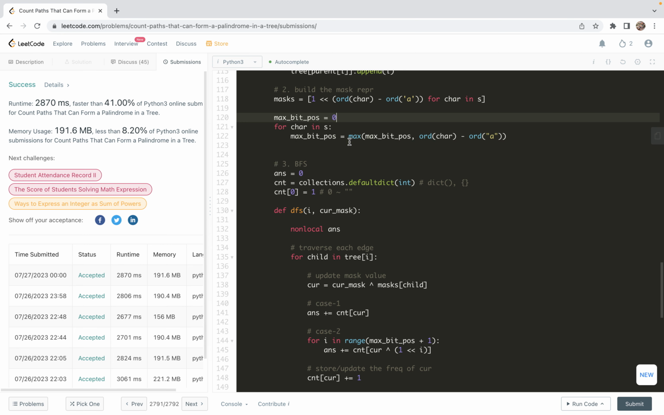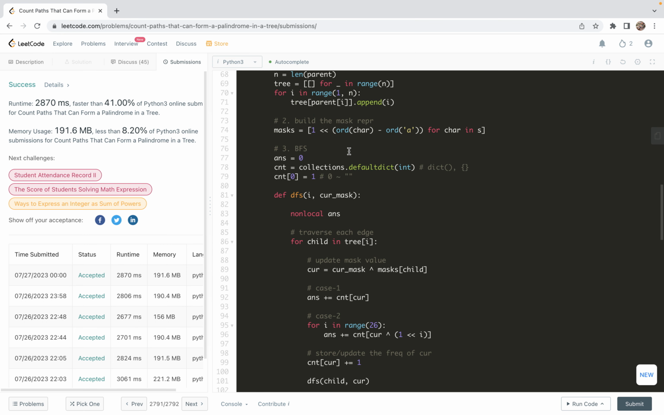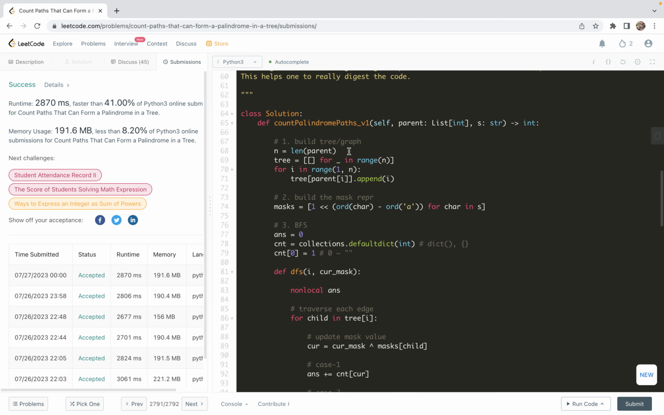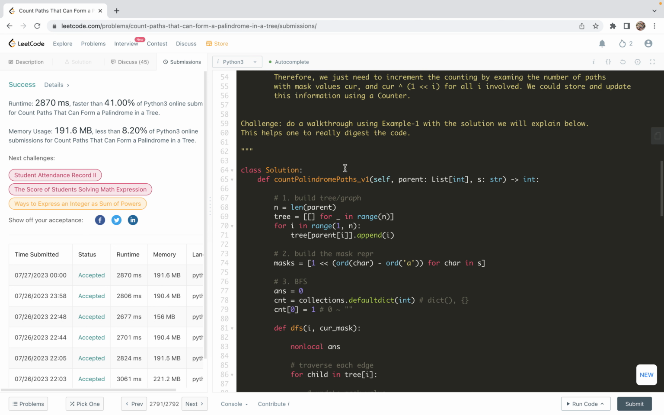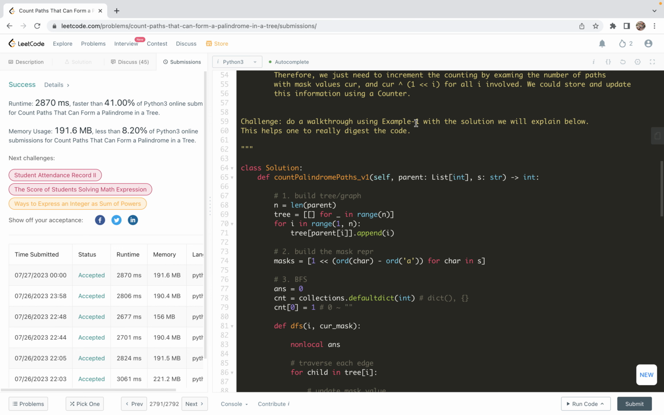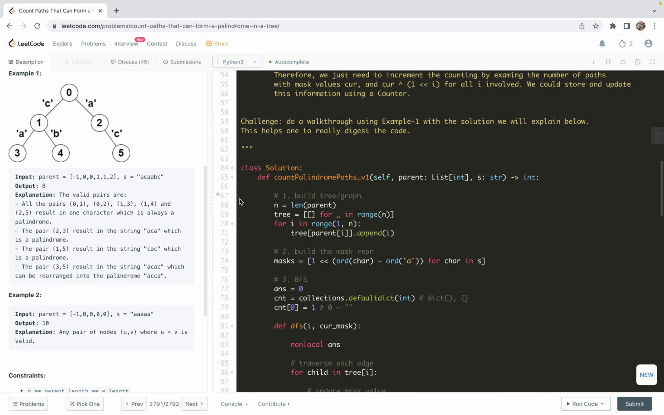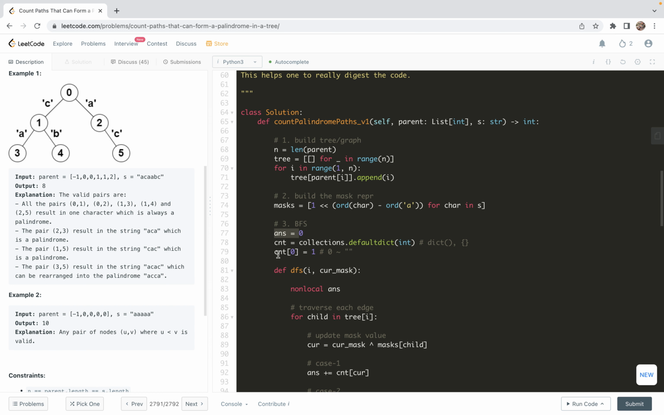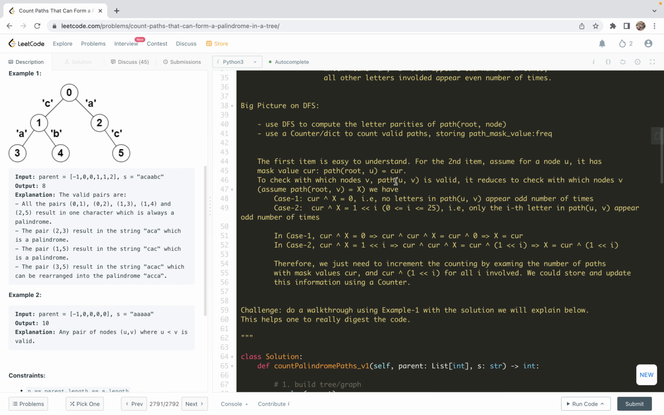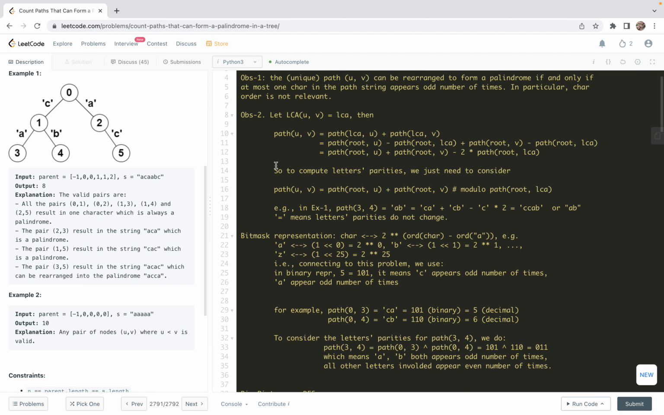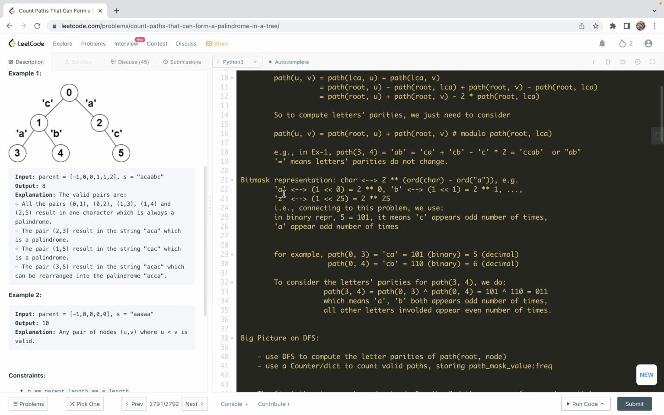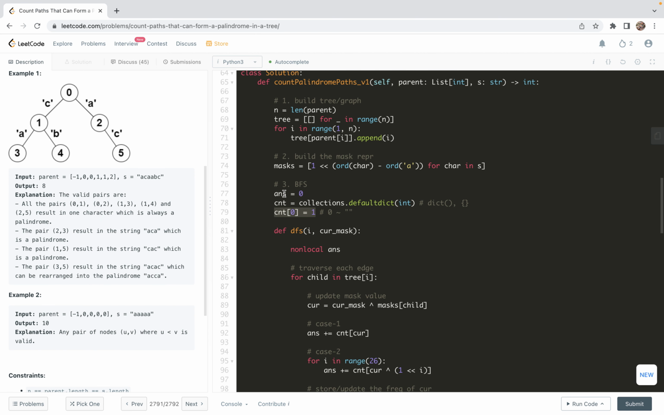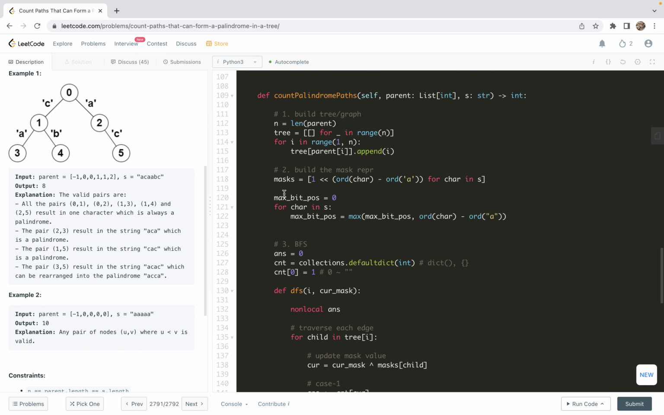So with that said, that's about it for this video. Here we provided one way of doing the coding. It's encouraged to do a walkthrough using example 1, so you can monitor the change of the answer variable and the change of the count, and also the representations of the paths. And if you have difficulty understanding or digesting the coding here, you can come back to these two observations and the bit mask representations. With that said, that's about it for this video. Thank you.